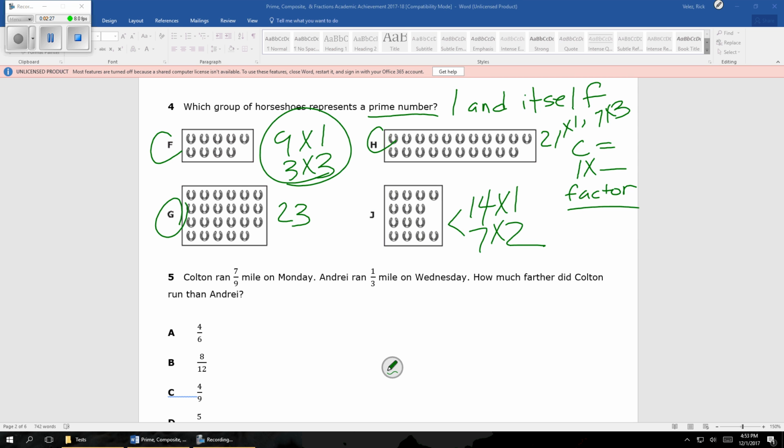Nothing goes into 23. You can go through the line, go down the number line. We know that 23 times 1, and that's it. If we do 2, 2 does not divide into 23 because you have a remainder. 3 doesn't go into 23. 4, 5, 6, 7, 8, 9. You should go down the number line till you finally realize nothing goes into it because you have a remainder with everything. The answer is G.